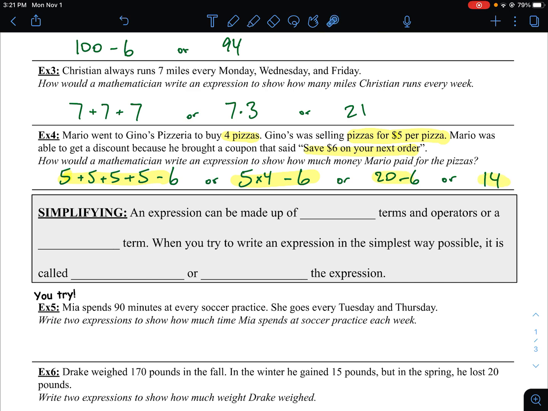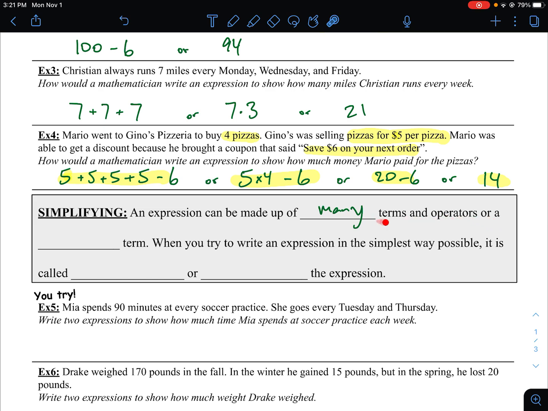All right, let's talk about simplifying. An expression can be made up of many terms and operators, like 20 minus 6 is 2 different terms, or 5 plus 5 plus 5 plus 5 minus 6, that's like 5 different terms. This is 3 different terms.